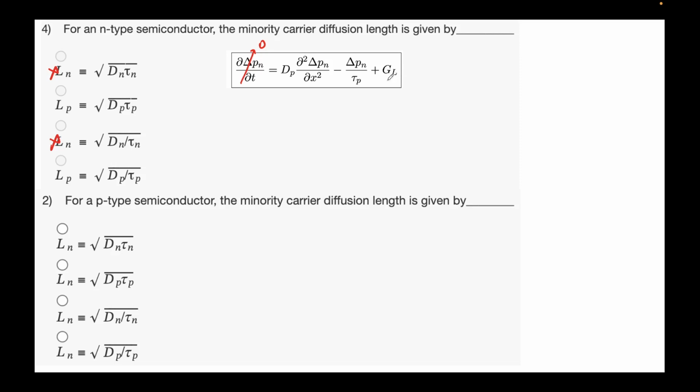Also you assume there is no generation, so you also make this equal to 0. So note, for n-type semiconductor I'm talking about holes, hence this p term is coming. All right. So now let's try to solve this. If you see this expression, it will become something like this: del square delta pn over del x square equal to 1 over Dp tau p delta pn.